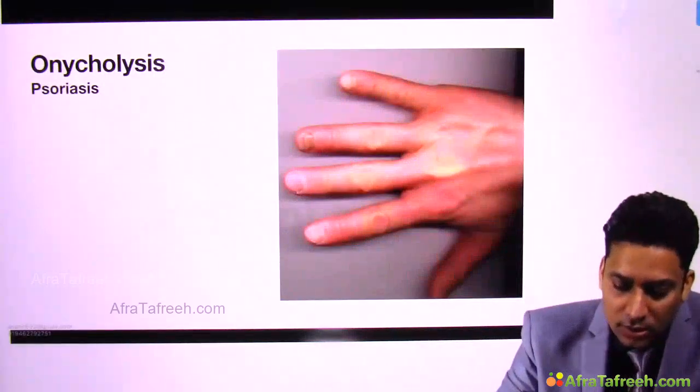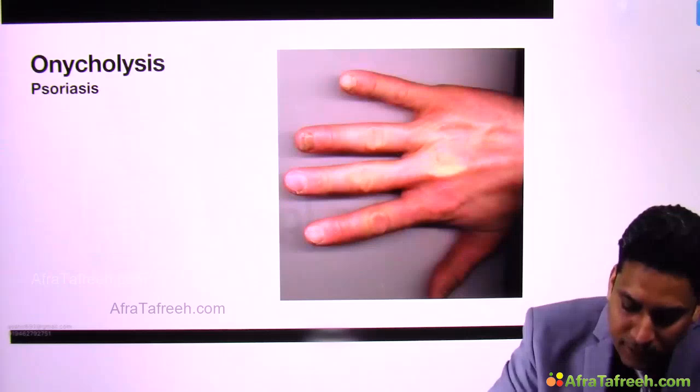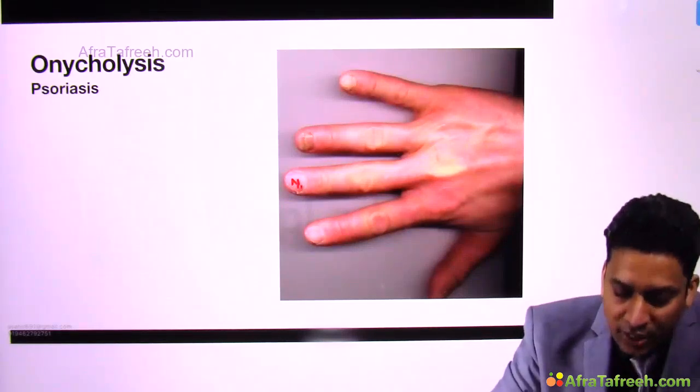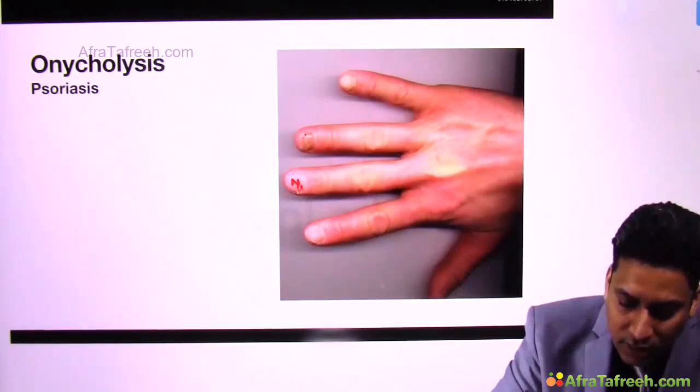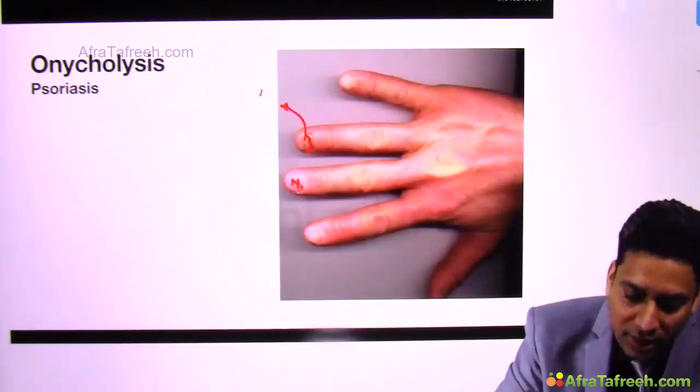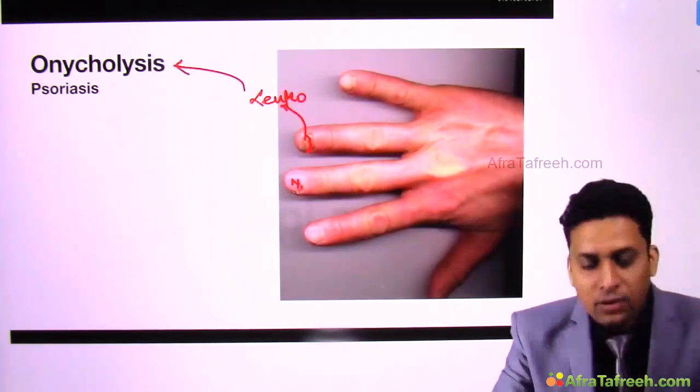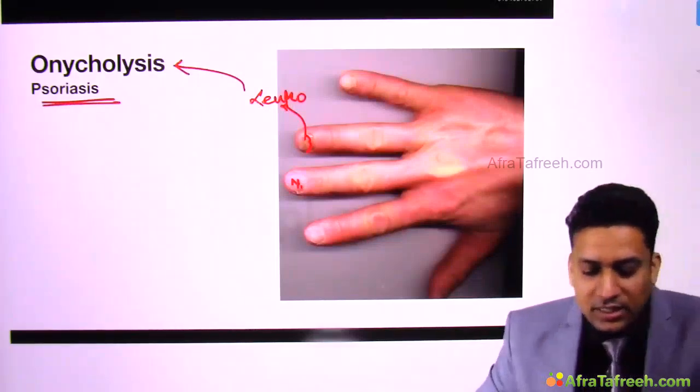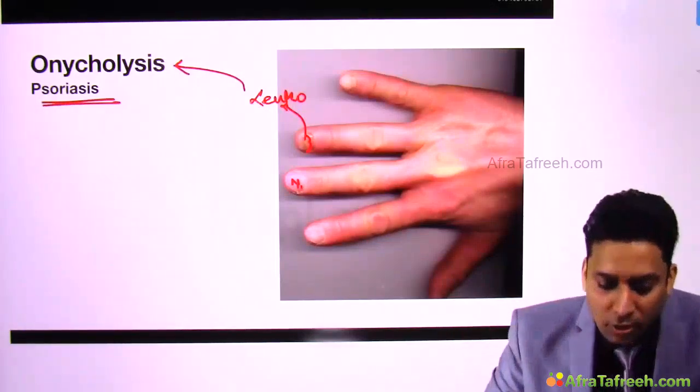Then onycholysis. Here you can see this nail is perfectly normal, but here the nail is being destroyed in the distal portion, and if you see, this white portion is present. Why is this a white portion? This is leukonychia due to separation of the nail plate from the underlying nail bed. So this is leukonychia due to onycholysis. Okay, this is seen in psoriasis, and it might be present in onychomycosis as well.